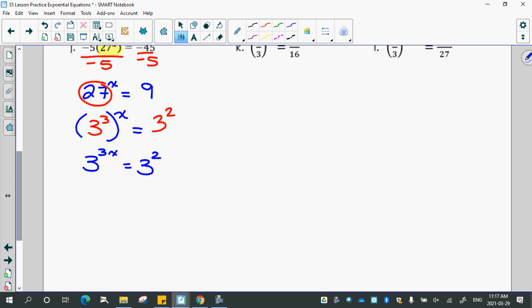So now I've got base to exponent equals base to exponent. So I'm ready for my therefore. The bases are the same, the exponents have to be the same. And now I can divide both sides by 3. And we get x equal to 2/3.